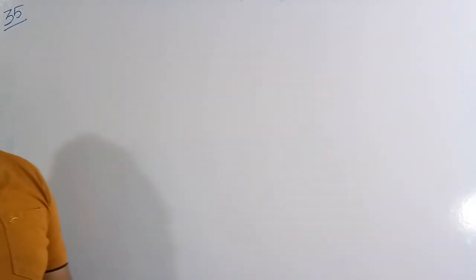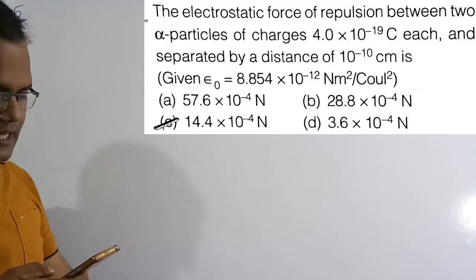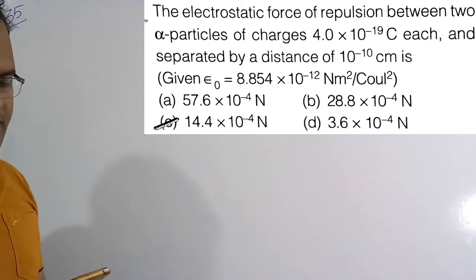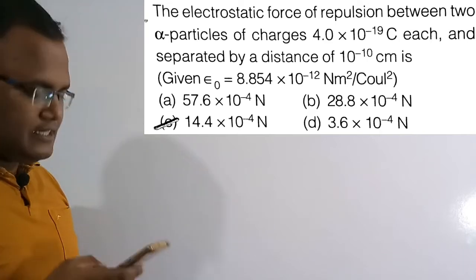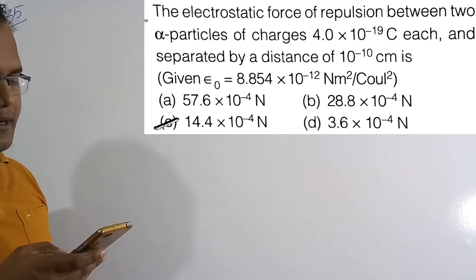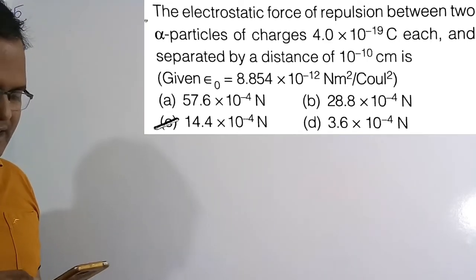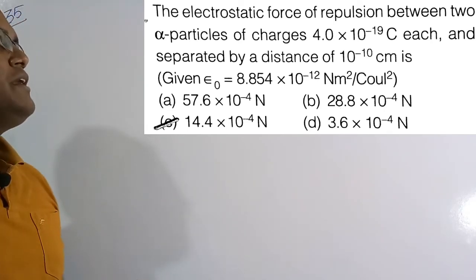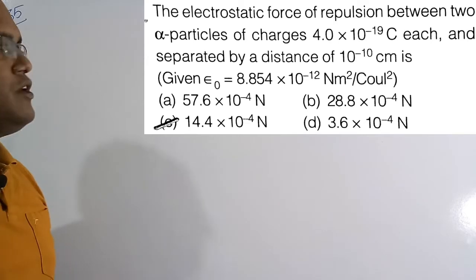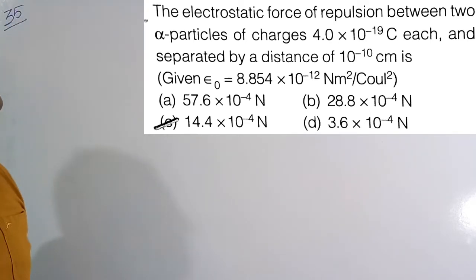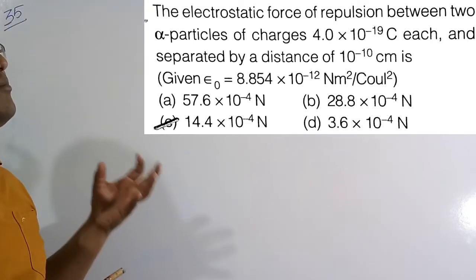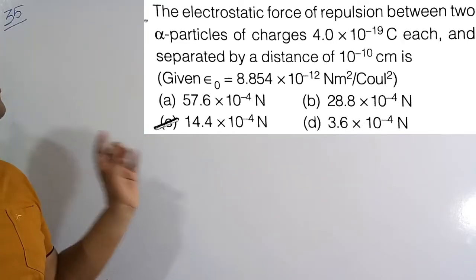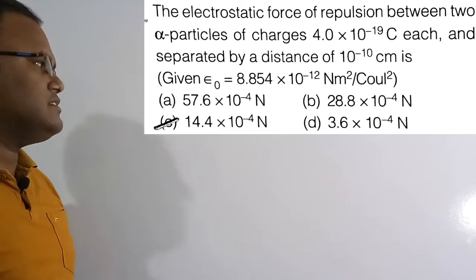So now we are going to solve the 30th question. See the question here. The electrostatic force of repulsion between two alpha particles of charge 4 × 10^-19 coulomb each, separated by a distance of 10^-10 centimeter. In the question they have also given epsilon naught as 8.85 × 10^-12. Based on this data we have to find the amount of repulsion force between the two alpha particles of the same charge, separated by a distance of 10^-10 centimeter.